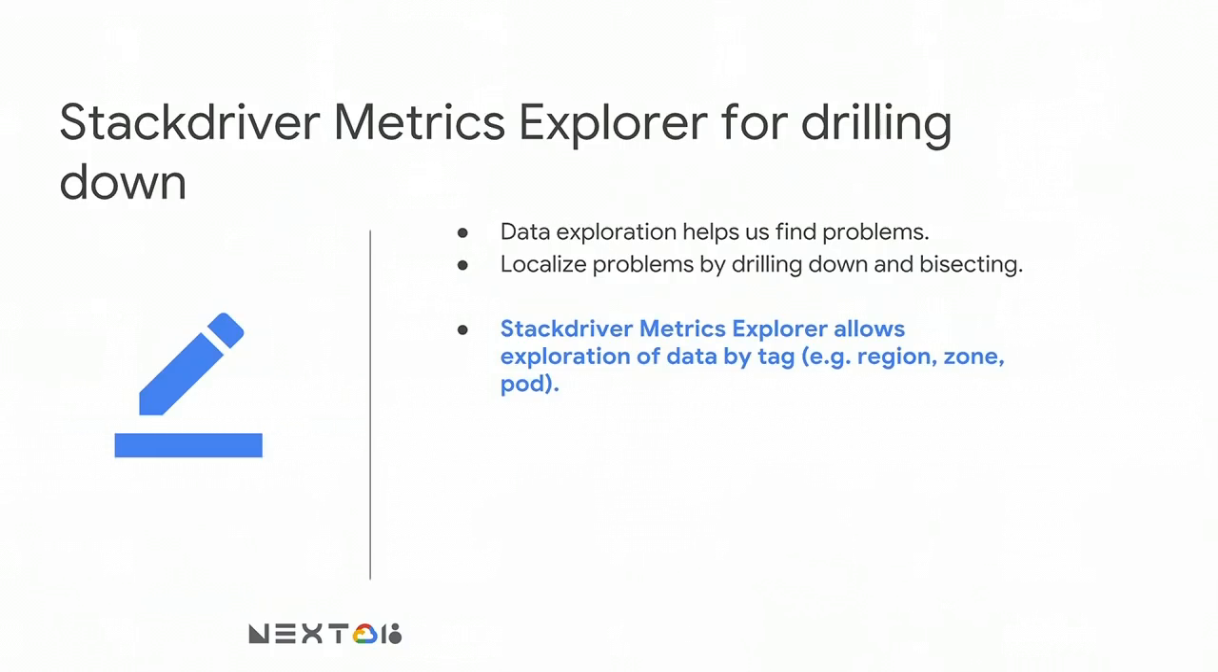So Stackdriver Metrics Explorer is really handy for doing these drill downs, because if you can't localize problems within your stack, you're taking random guesses, right? You're kind of playing whack-a-mole, seeing whether your latest hypothesis actually is where the problem is. It's better to not guess. It's better to know by exploring your data by the tags of where it came from.